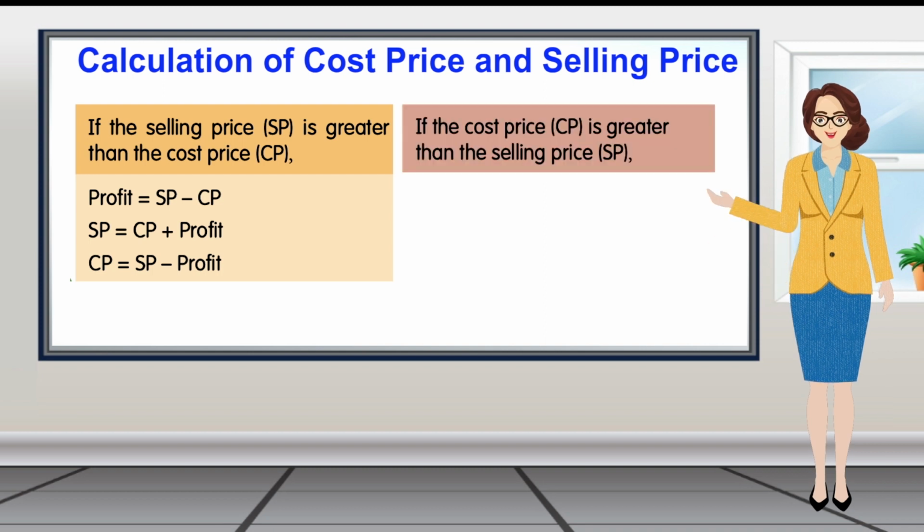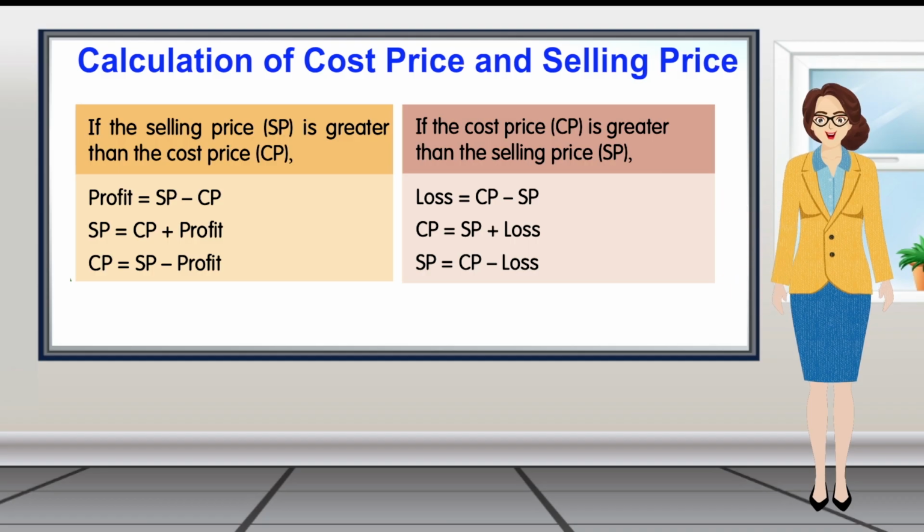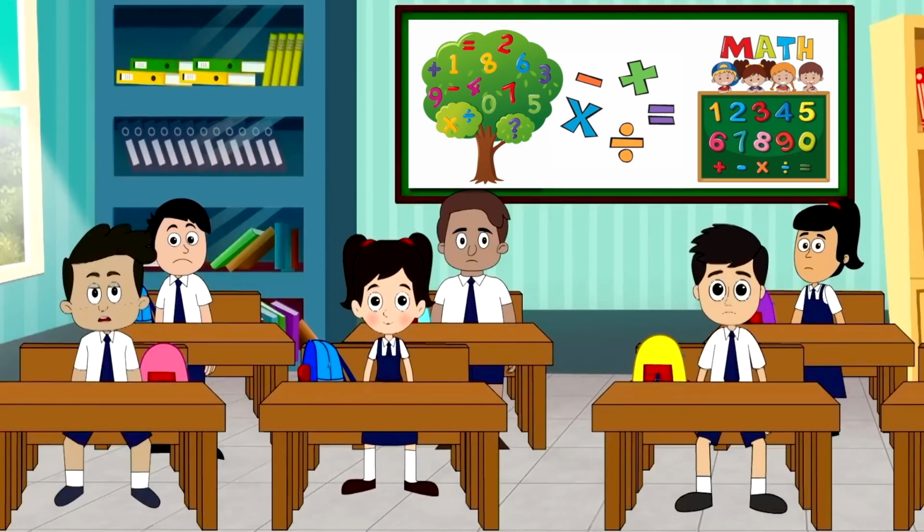Similarly, if the cost price is greater than the selling price, it means we bear a loss. So the cost price will be equal to the selling price plus loss, and the selling price will be equal to the cost price minus loss. Let's learn them from examples.